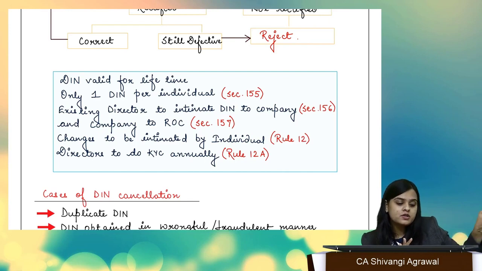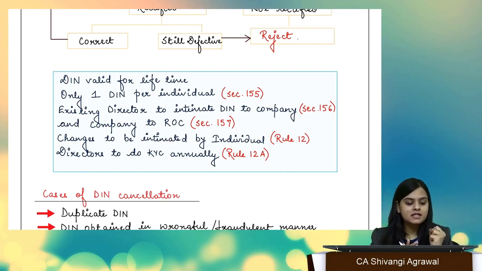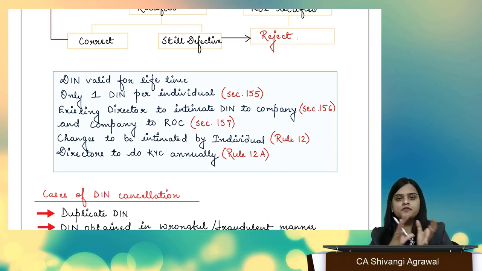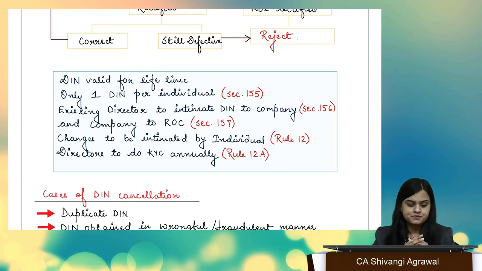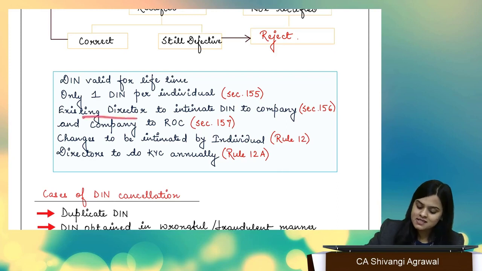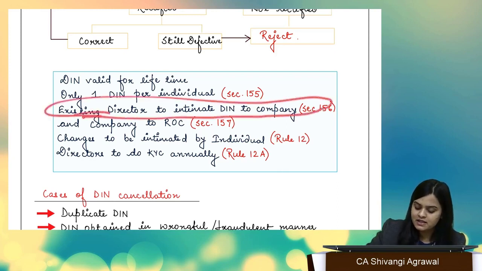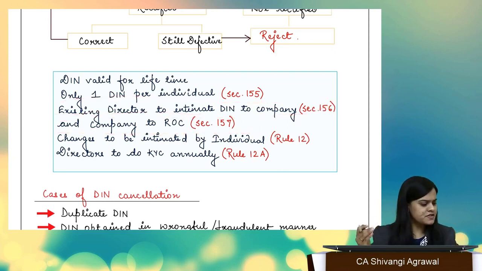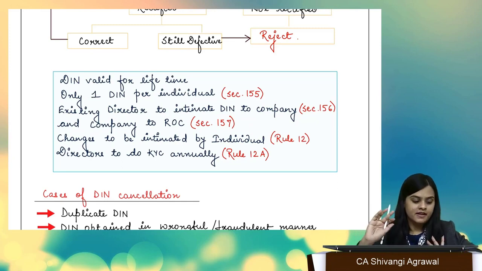they are also given a time limit: they have 1 month from the receipt of DIN to inform the company, and the company in turn will inform the ROC. So the existing director has to intimate the company and the company has to intimate the ROC. That is section 156 and 157. Okay, this is clear.